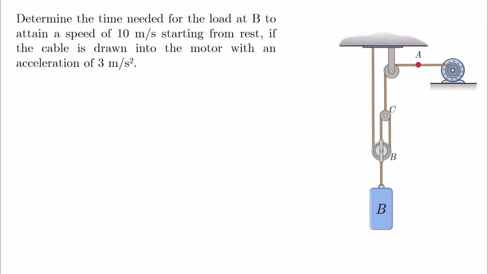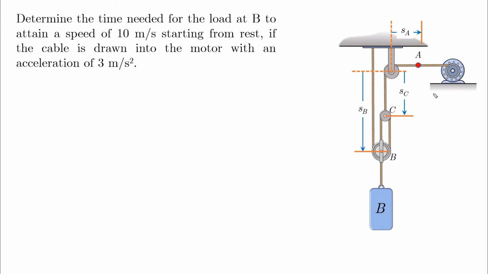Determine the time needed for the load at B to attain a speed of 10 meters per second starting from rest, if the cable is drawn into the motor with an acceleration of 3 meters per second squared. So let's start by assigning our coordinates, as usual, sA, sC, and sB.